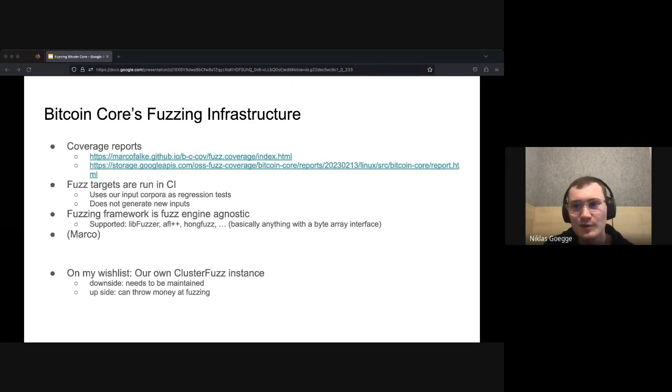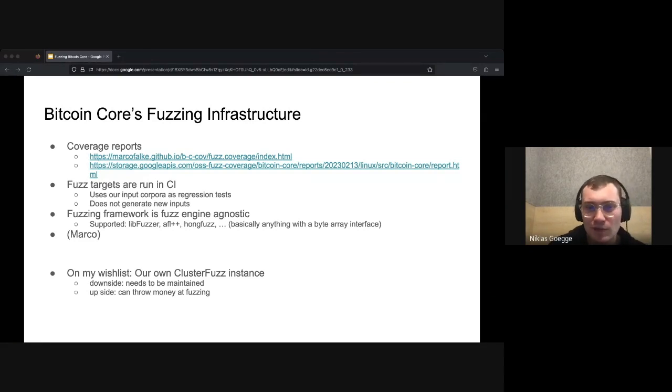And then I also included Marco as part of our infrastructure here, because he has been, I think, from the beginning, before we even had fuzzing, the main driver behind our fuzzing infrastructure. So he's a key part, I would say.